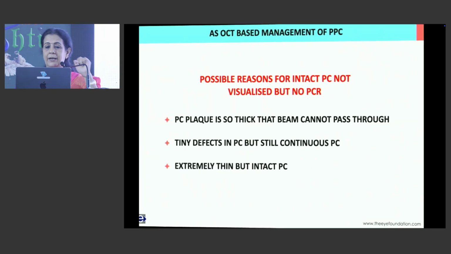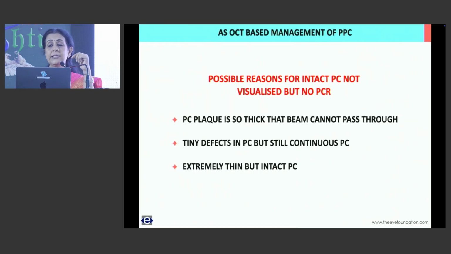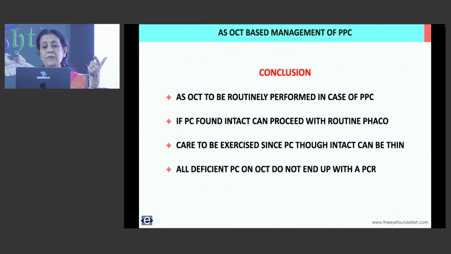Then, what is the reason for those eyes where the opacity was there and discontinuity was seen in group 2? Probably the PC plaque is so thin that the ASOCT beam could not pass through. Probably there are only tiny defects, but it was still a continuous PC. Probably it was a very thin PC, but actually it was intact. That's why you didn't have a PCR.